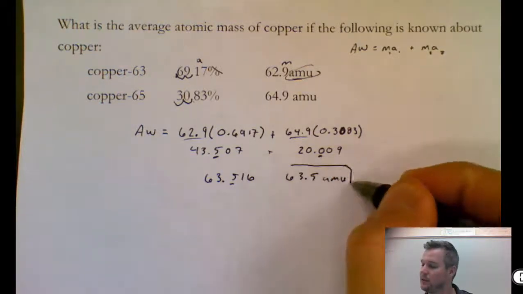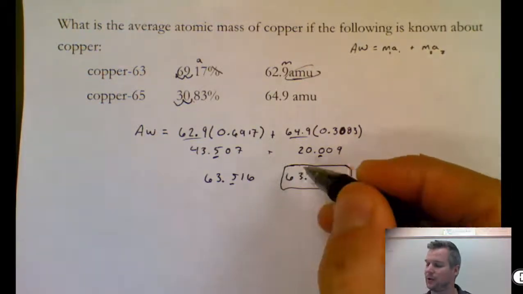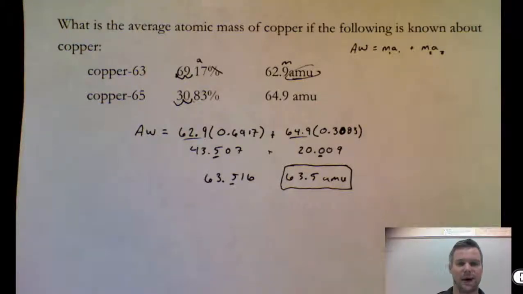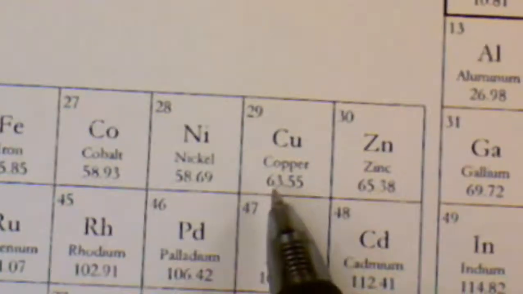Now, if you compare this mass to the mass of copper on the periodic table, you're going to find that our calculated mass is quite similar to the periodic table. Specifically, if we look, copper has a value of 63.55.